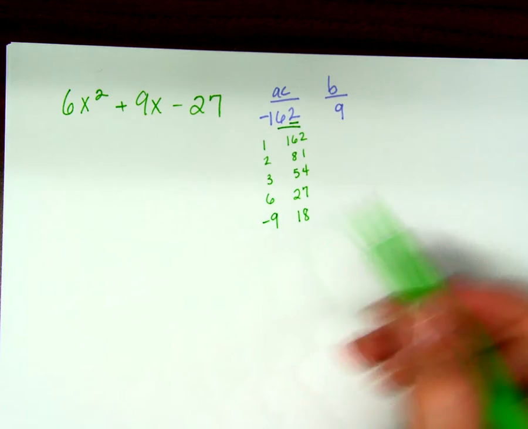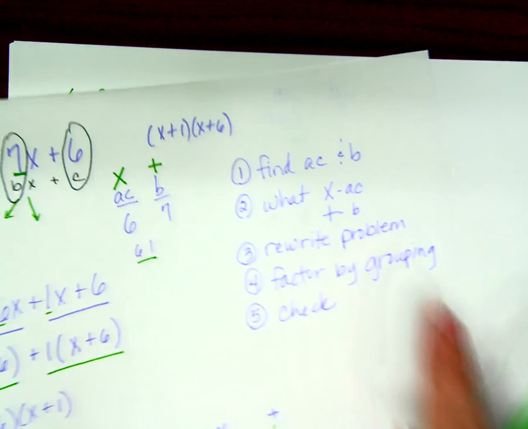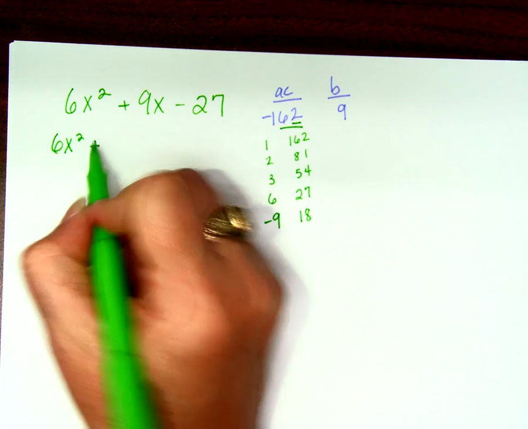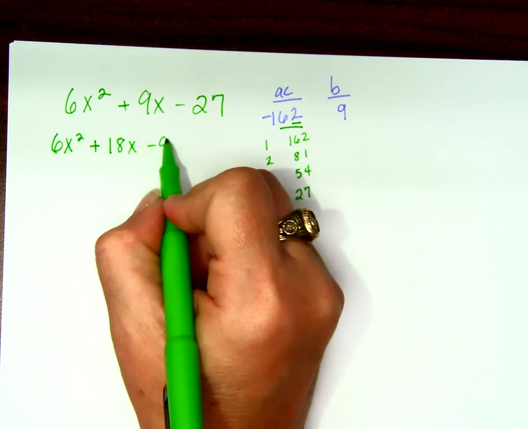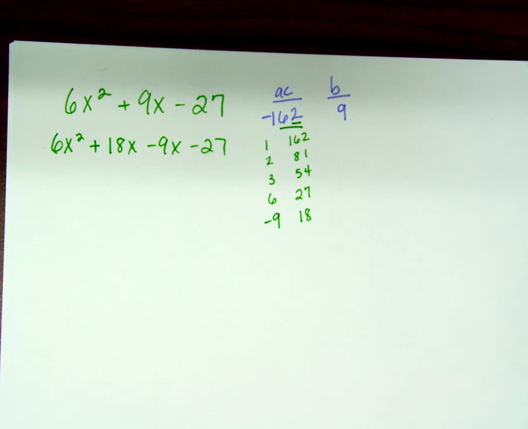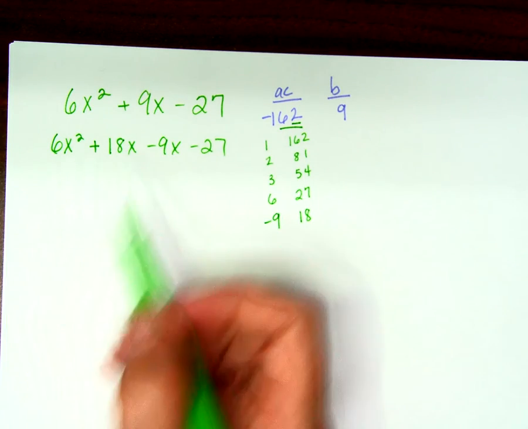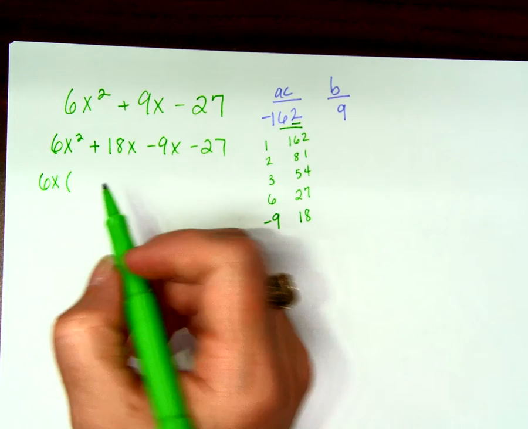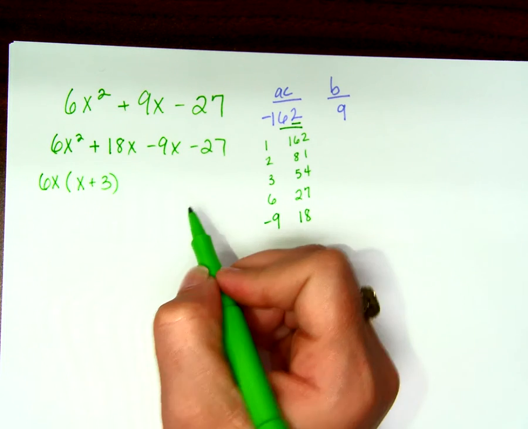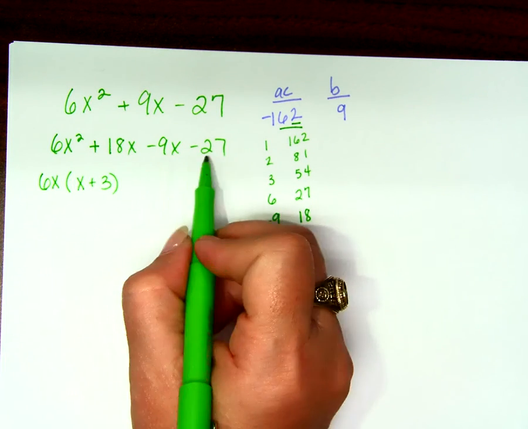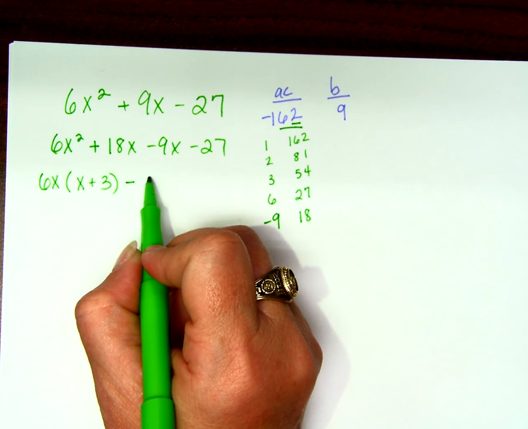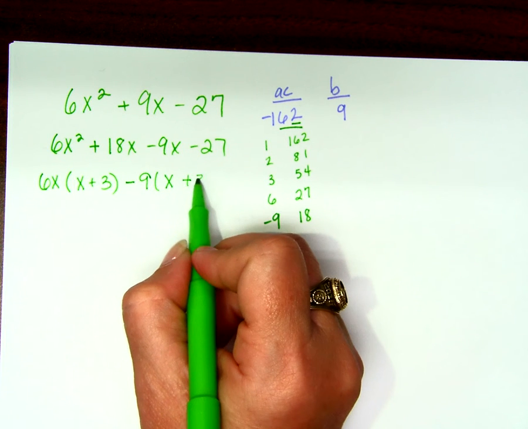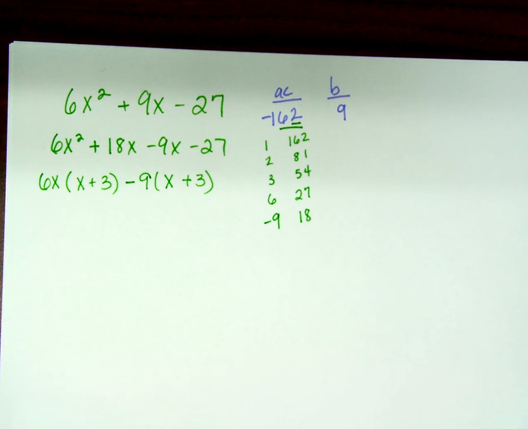Okay? So, step number 3, rewrite the problem. 6x squared plus 18x minus 9x minus 27. What's common in the first two? 6x. Factor it out. What do you have left? X plus 3. Okay. What's common in the last two? How about negative 9? Is that okay? What's left? X plus 3. Because I factored out a negative 9, remember?